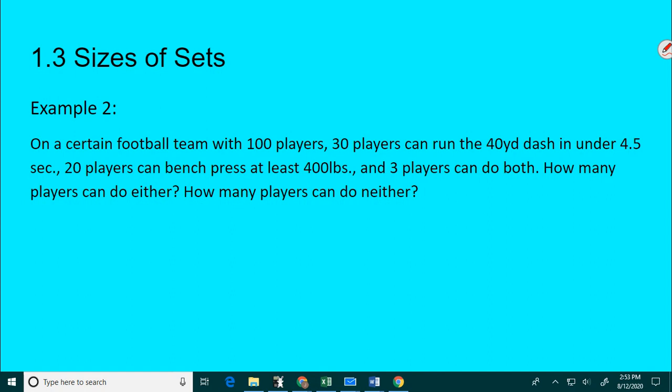Okay, new example. So now we've got football team with 100 players, 30 that run the 40 and under 4.5, 20 that can bench at least 400, and 3 that can do both. All right. So we want to figure out how many can do either, and also how many can do neither. So obviously, a visual really helps here. So some people can do some of these in their head, but most of the time you're going to want to make a visual.